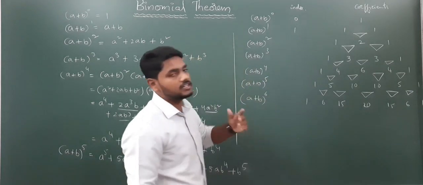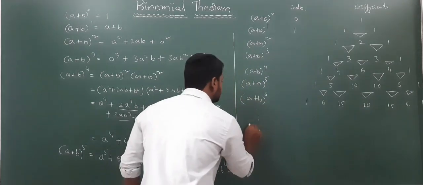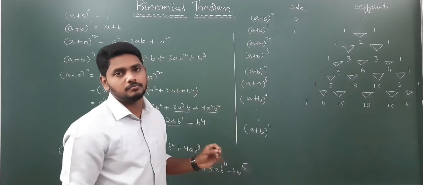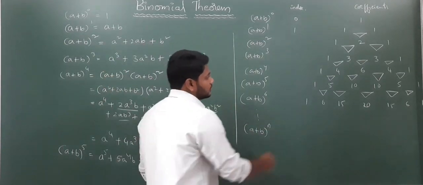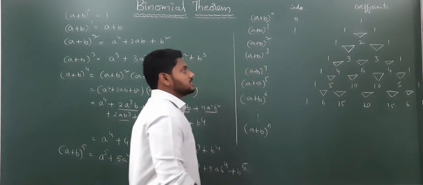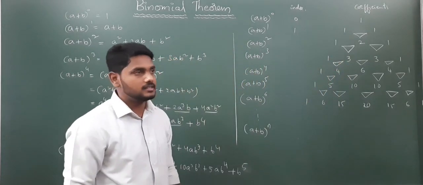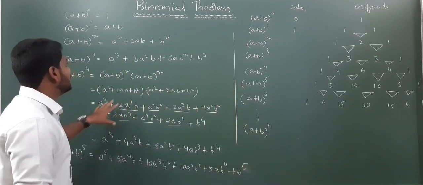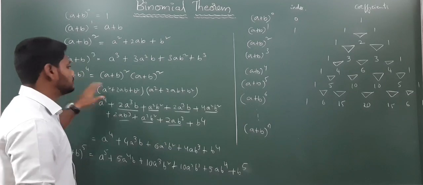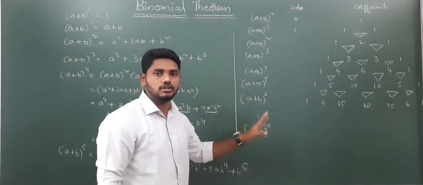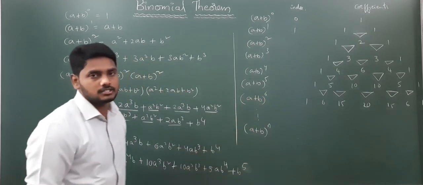So next, it will continue up to what? Up to (a+b)^n, where n is a positive integer, right? This triangle we consider as Pascal's triangle. Based on this Pascal's triangle, you can define any expansion of (a+b)^n, whatever the n value may be. It may be 10, 19, whatever it may be, you can write it by using this expansion.